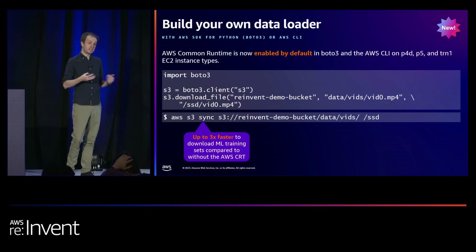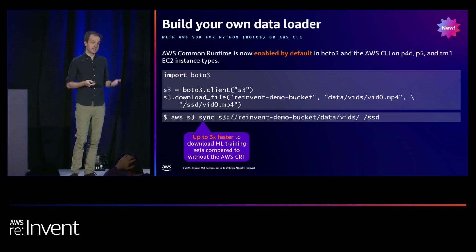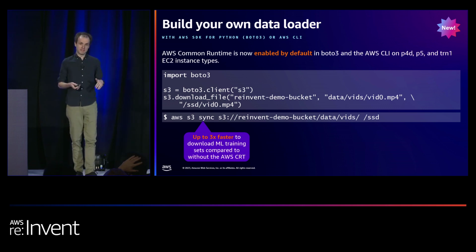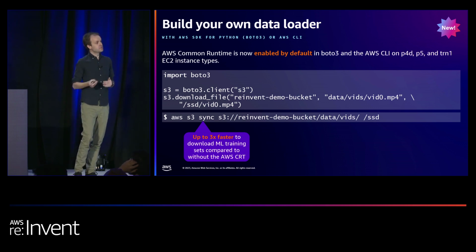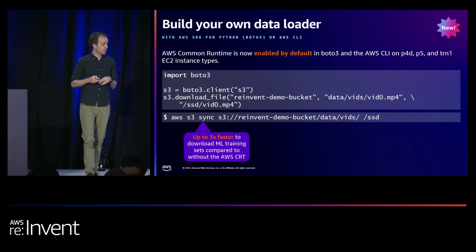For example, if you're uploading or downloading ML checkpoints or ML training data, we've seen up to 3 times faster downloads using the CLI with this new CRT integration than we saw without it, and up to 5 times faster uploads. So if you're not able to use one of our higher-level tools, starting this week, Boto 3 and the CLI can now do a lot of this heavy lifting for you, and hopefully it'll be much faster. And so I encourage you to try those out as well.